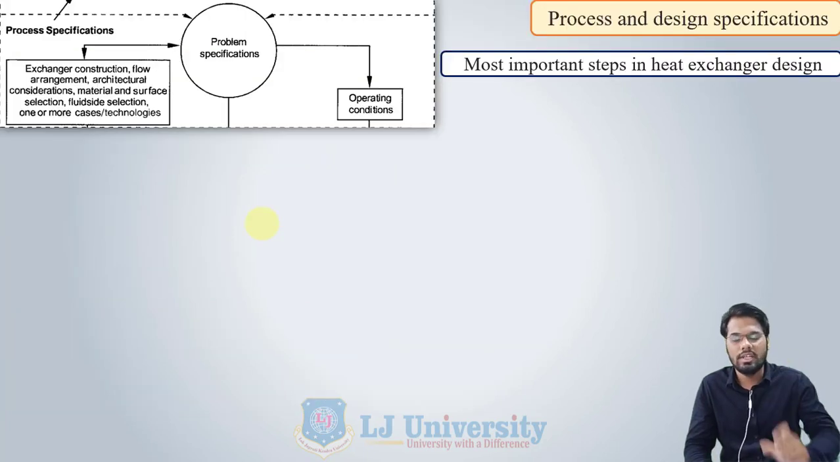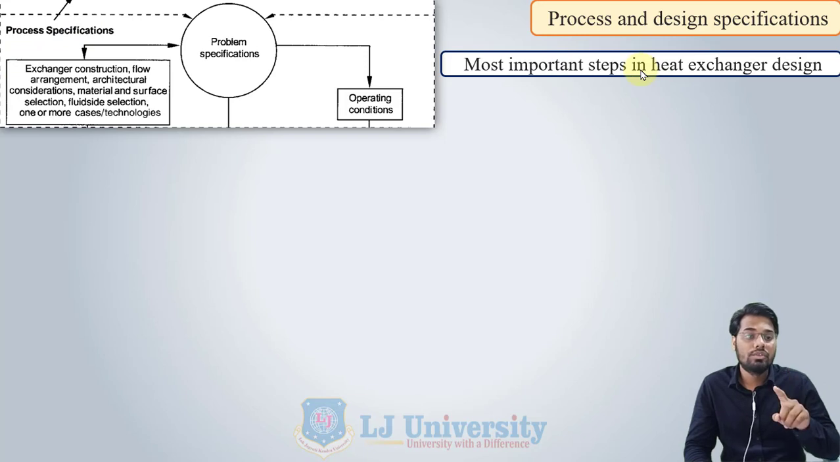Let's start with the first stage, which is process specification, or we can say process and design specification, which is the most important and the first step for heat exchanger design. So here you can see in this stage there is problem specification, operating conditions, heat exchanger construction, flow arrangement, architectural consideration, material and surface selection, fluid side selection, one or more cases and technologies.